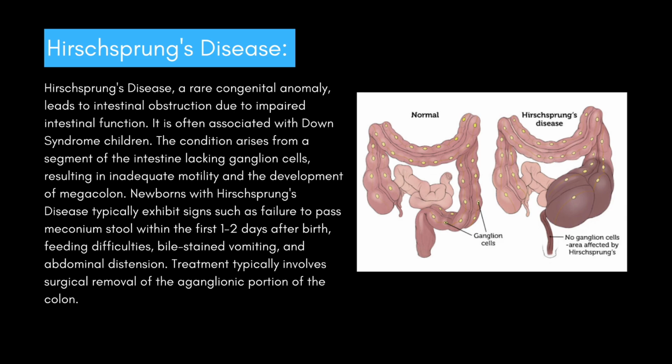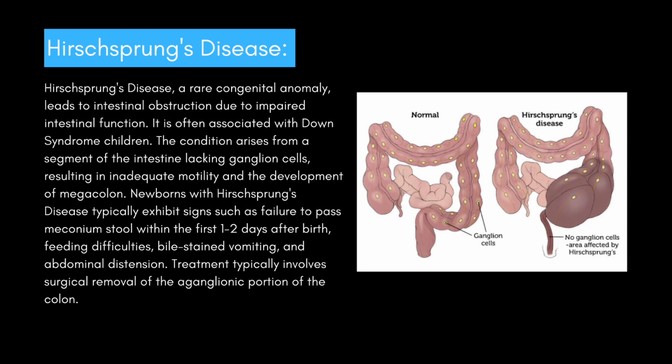megacolon. Newborns with Hirschsprung's disease typically exhibit signs such as failure to pass meconium stool within the first 1 to 2 days after birth, feeding difficulties, bile-stained vomiting, and abdominal distension. Treatment typically involves surgical removal of the aganglionic portion of the colon.